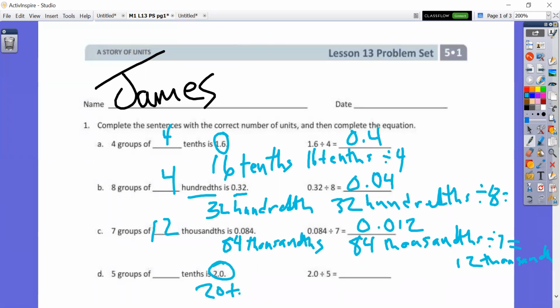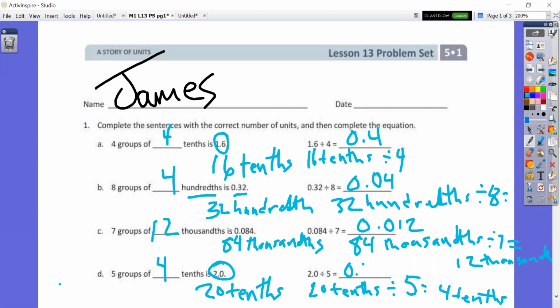Okay, next one on D, 2.0. What is that in tenths? Well, 20/10. Well, 5 times what gives us 20? Yeah, 5 times 4/10 gives us 20/10. So if we think about that in division, 20/10 divided by 5 is going to give us those 4/10. 4/10 looks like 0.4.